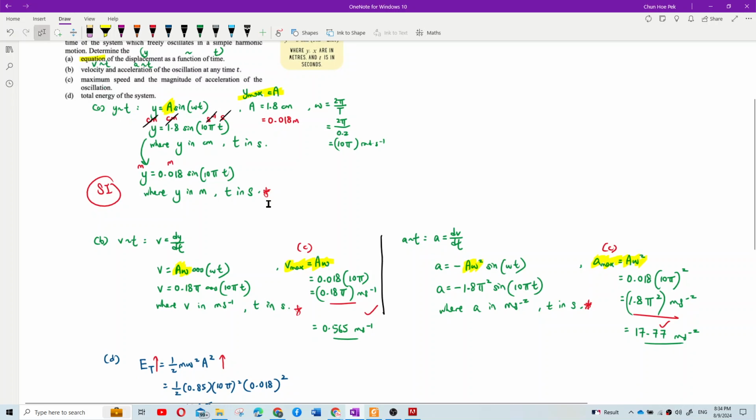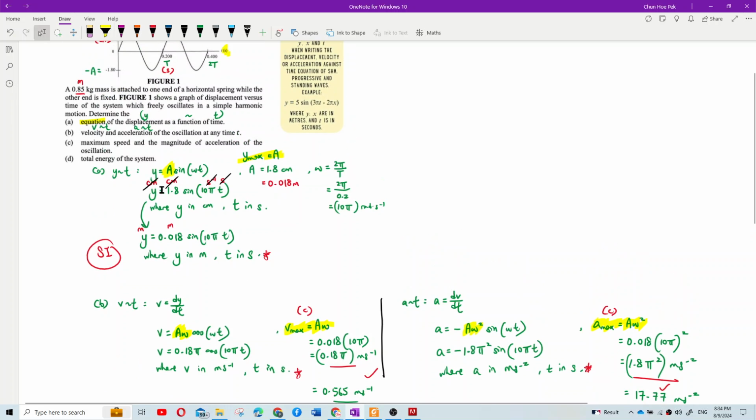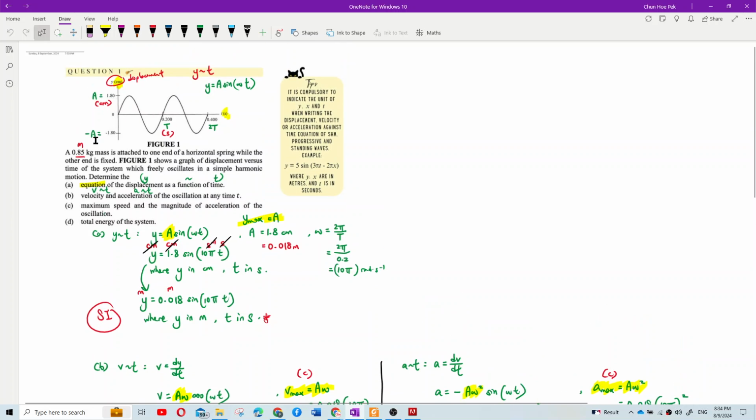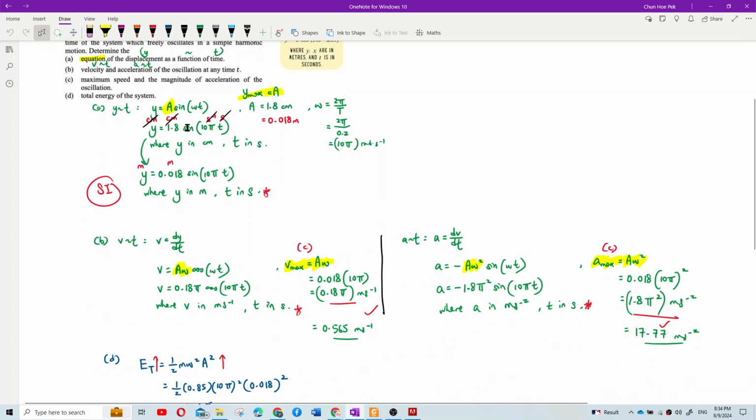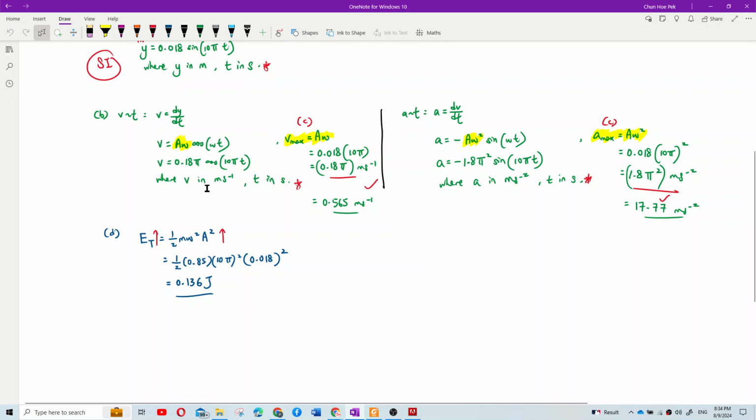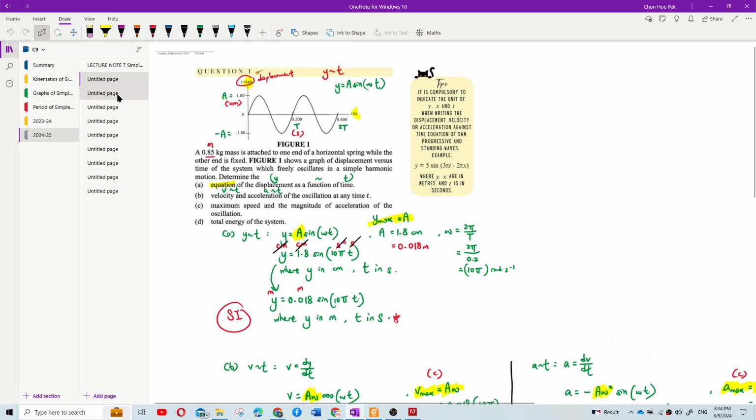Is it very hard, class? Is it super hard? I don't think so, right? Just use the displacement formula, find the omega, find the amplitude. You must understand the diagram. You must understand this is amplitude, this is period. See the unit, everything. Check the unit, convert to SI unit. And then use the velocity formula, acceleration formula, find the Vmax, Amax. And then the total energy, use the formula also. Not hard, not difficult. You can do it.